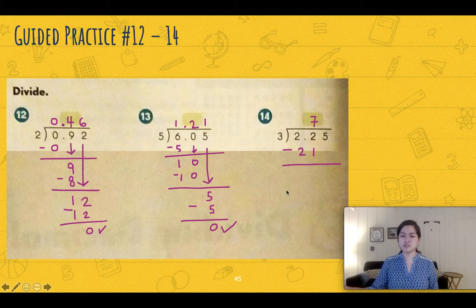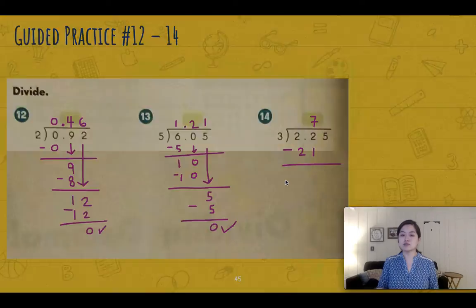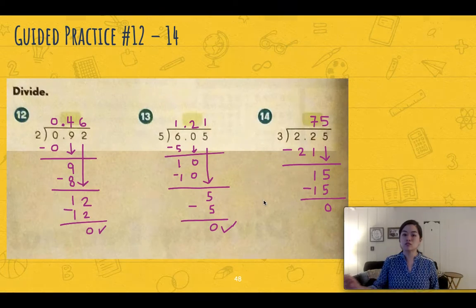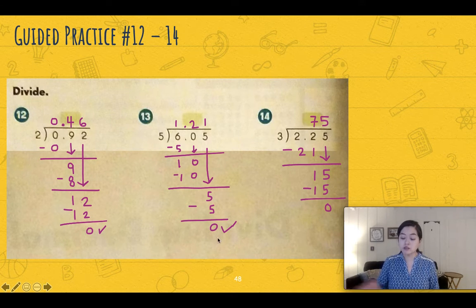3 times 7 is 21. 22 minus 21 is 1. Drop the 5. 3 times what gets you 15 is just 5. So 3 times 5 is 15, so I'm going to subtract 15 and I get a 0. But I'm not done. I have to put the decimal point vertically up there.